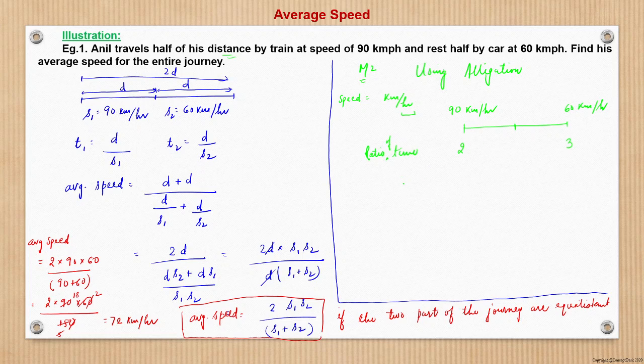By using the allegation rule, average speed here will be 90 into 2 plus 60 into 3 upon 3 plus 2, which is 5. This we should not even write, we should already find this out. So this becomes 180 plus 180, 360 upon 5 is 72 kilometer per hour, right? 72 kilometer per hour.